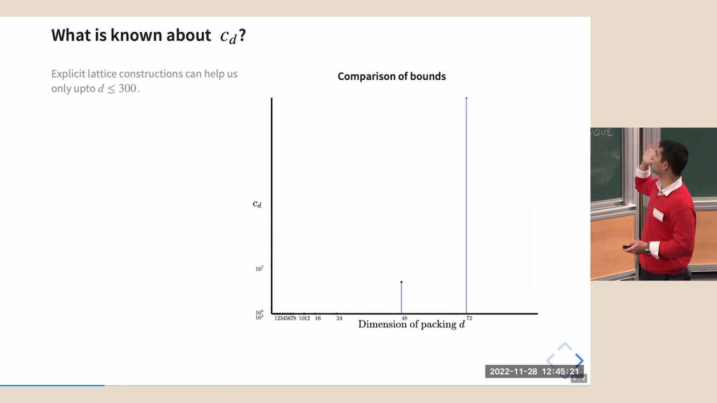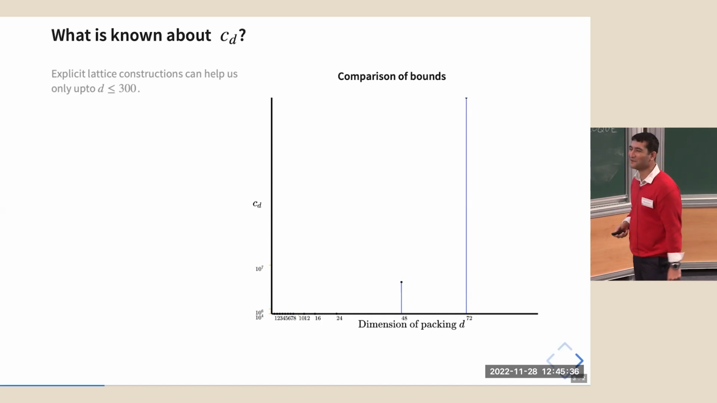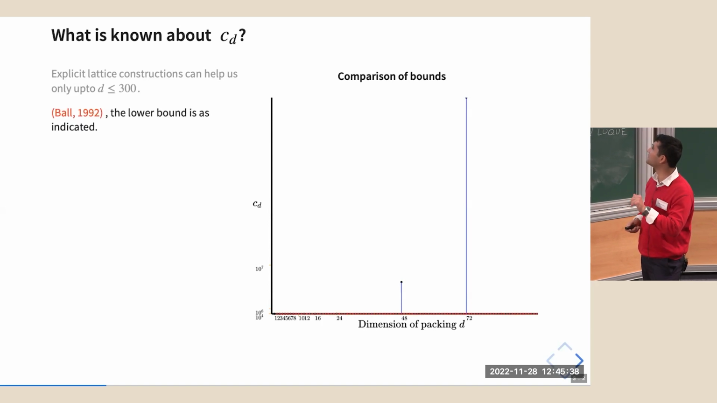And you can play this game up to 72, and then there are results up to dimension 300, but then after that human imagination runs out and we have no construction. Okay, there is Fassmann. We'll come back to it, but yeah, there are no good constructions.